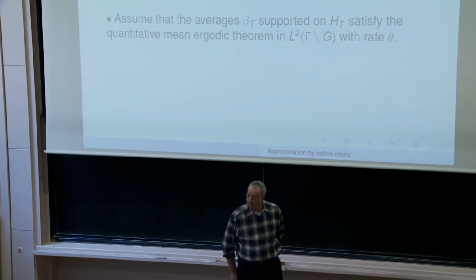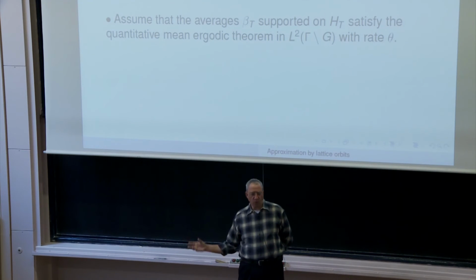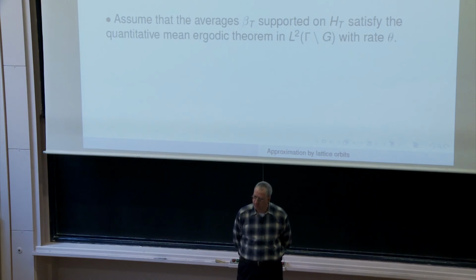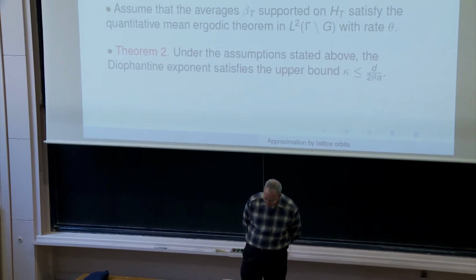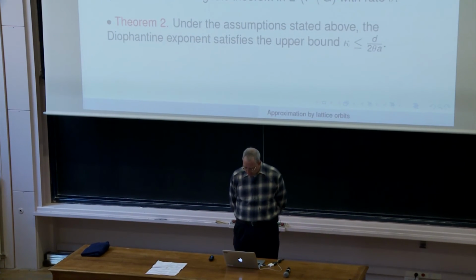And as I tried to convince you in the previous two slides, this is a very general situation. Once again, because G has a spectral gap on G mod Γ, subgroups of G, H, will also have a spectral gap on G mod Γ. So this is a very general phenomenon. So under the assumptions stated above, the Diophantine exponent satisfies the upper bound: κ is less than or equal to 1 over 2θ times D over A, the same D over A that we had before.